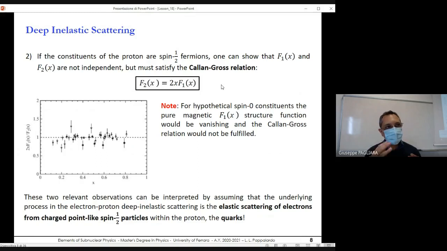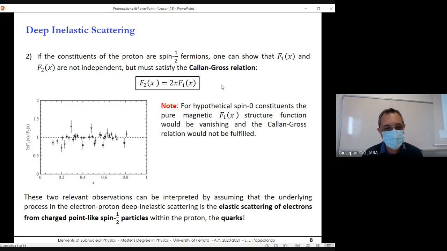So we can now put the two results together and draw some fundamental conclusion. These two relevant observations can be interpreted by assuming that the underlying process in electron-proton deep inelastic scattering is the elastic scattering of electrons from charged point-like spin-1/2 particles within the proton, indeed the quarks. So this is the very first and clear experimental evidence of the existence of quarks. Why charged? Because, of course, this is an electromagnetic process, so you can only interact with charged objects. And in particular, the results could only be interpreted correctly if one assumes a fractional charge for the quarks.